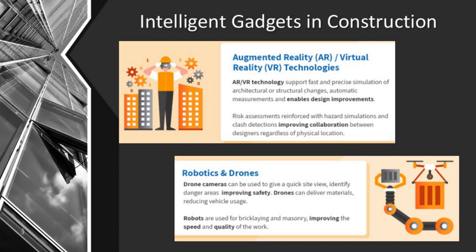Okay, so in which a designer or an architect can wear that visual aid, that is your VR, virtual reality, and then he or she can artificially get the things about the project, like how it looks and how the things are going on, where we have the fault. So it enables very good functions. It actually supports fast and precise simulation of architectural or structural changes, automatic measurements, and enhanced design improvements.